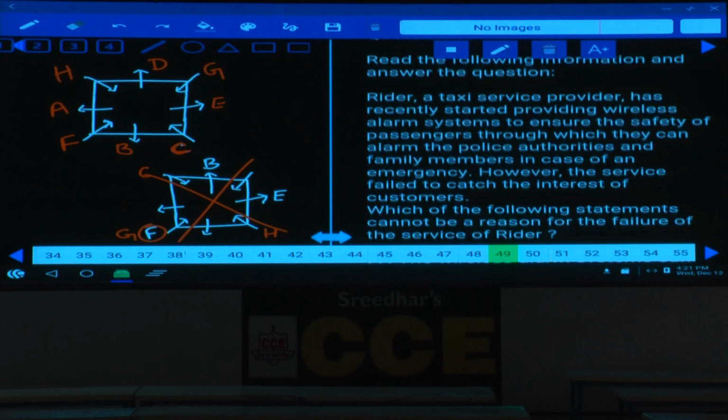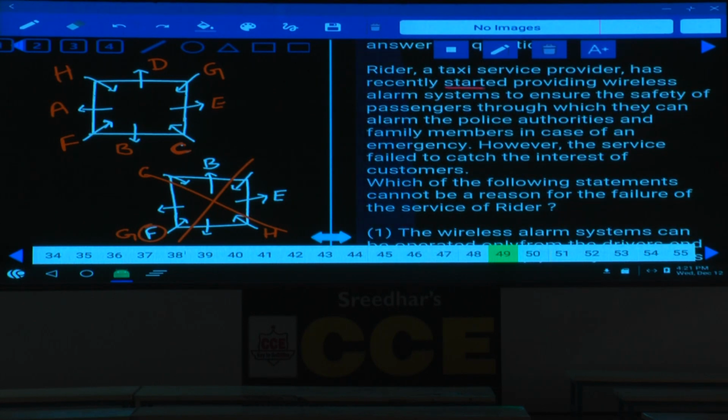They have recently started what? They have recently started providing wireless alarm systems to ensure the safety of the passengers, through which they can alarm the police authorities and family members in case of an emergency. If there is any emergency, they can alert the police or the family members, isn't it? That wireless system has been developed. However, that service failed to catch the interest of customers.